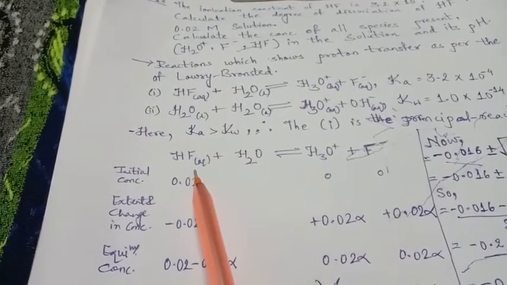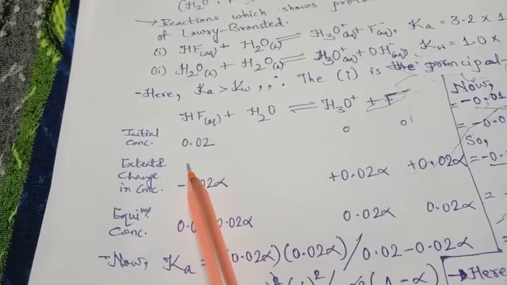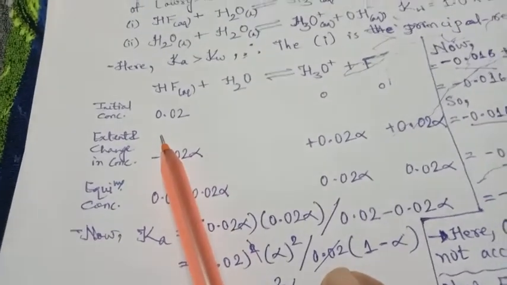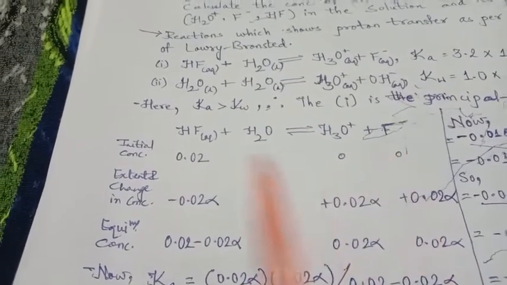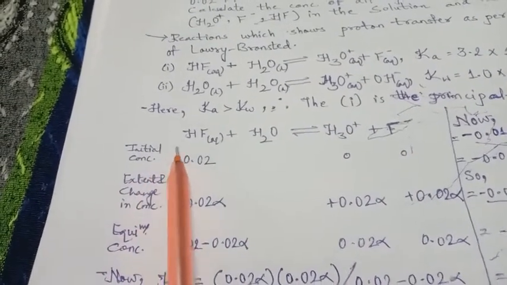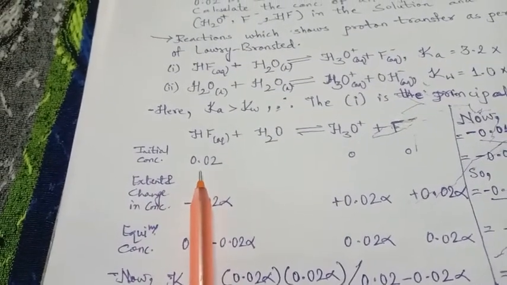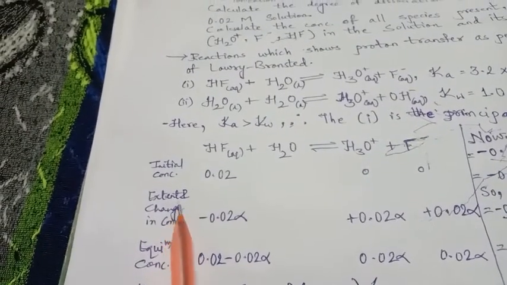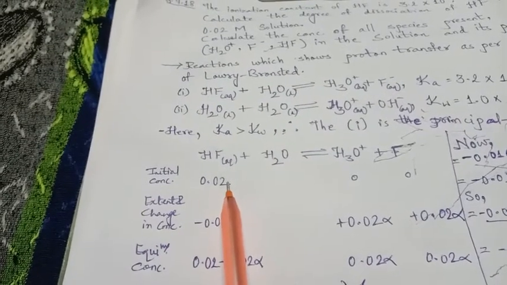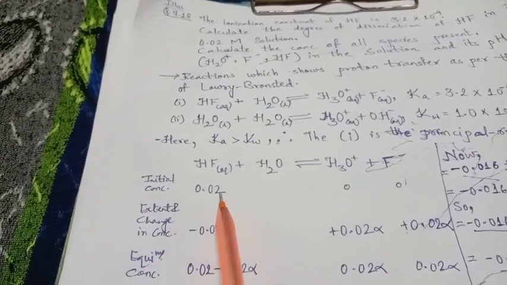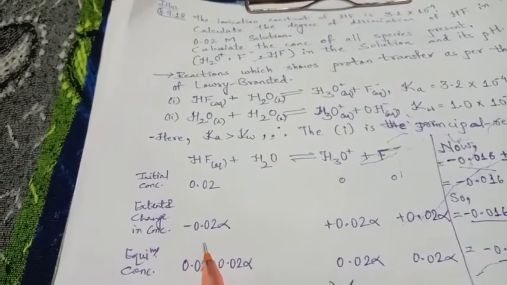The initial concentration of hydrogen fluoride will be 0.02. H2O, it will give H3O plus and F minus. Now, first of all write down the reaction, then write down the initial concentration. It is already given, 0.02 molar. Change in the concentration, that is extent alpha, so it will be 0.02 minus alpha, some moles out of that, the consumed one, so it is minus 0.02 alpha.